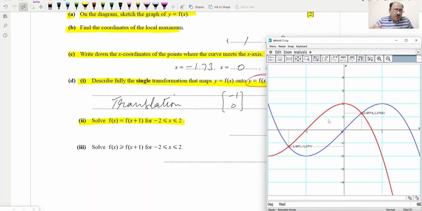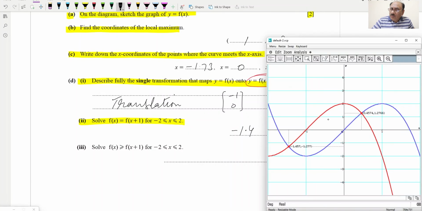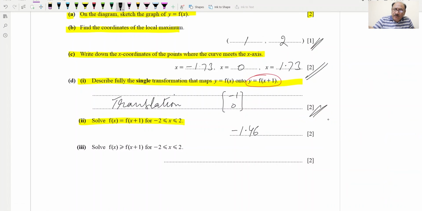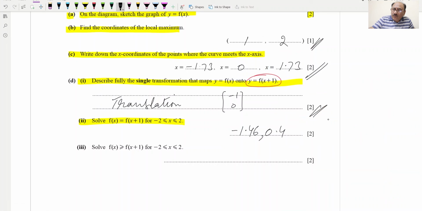-1.57, so we can write -1.57 here. Over here we can take the value -1.457. So instead of 5 we'll write 6 up to 3 significant figures, and the second value is 0.457. So we can write 0.457, so 0.457, to 3 significant figures. So this is a 2 mark question.